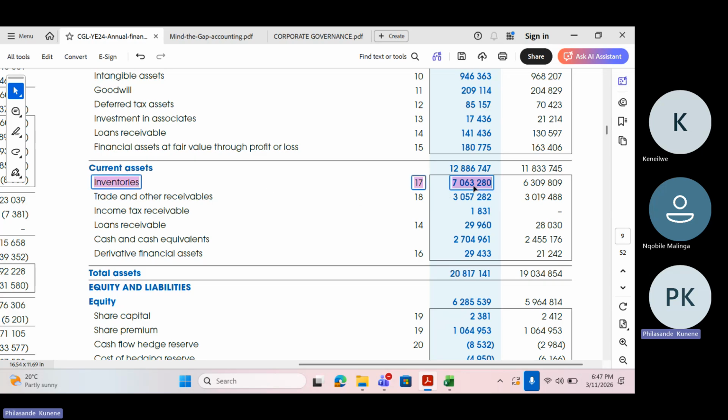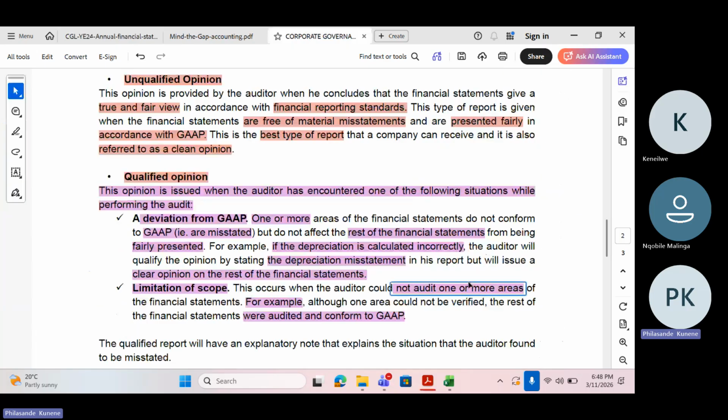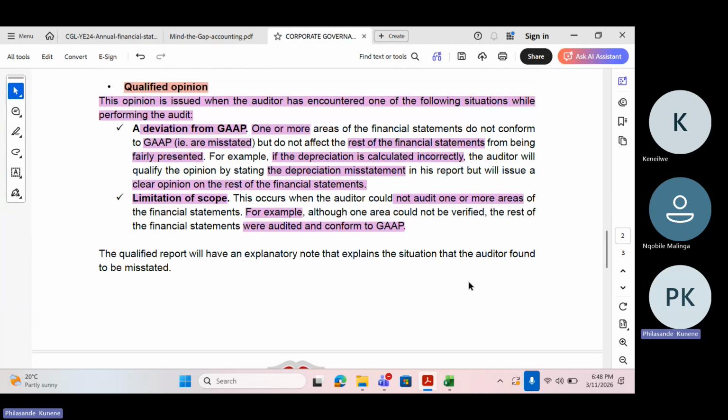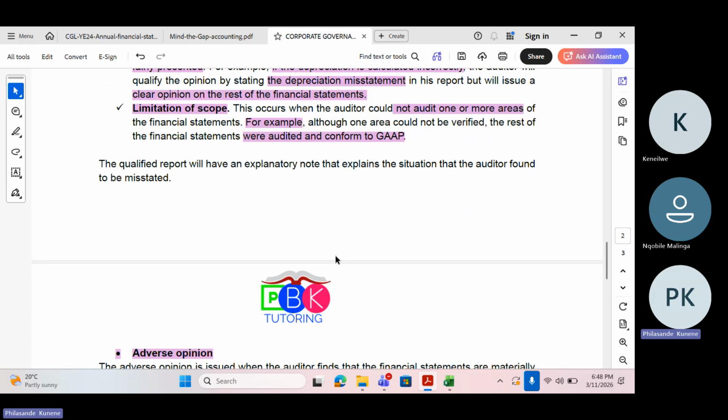If you compare the stock taking amount with this one, this amount should be the same as the one on the stock taking. That's what we record as part of inventories. If it's correct, I'll be happy. But if inventory is incorrect, I'll qualify them on the inventory and leave everything else because I'm happy that everything else is fine. We just need to understand the difference between unqualified and qualified for now.